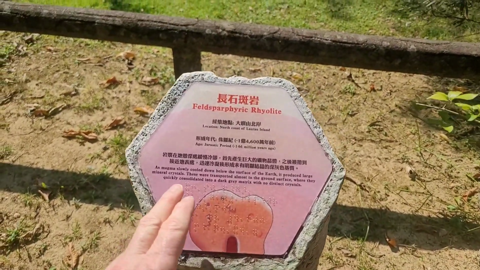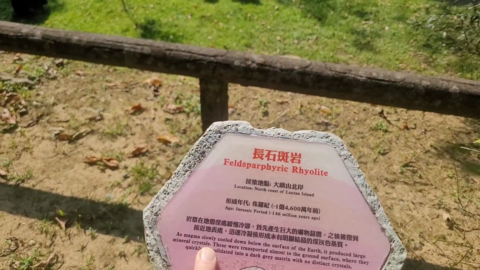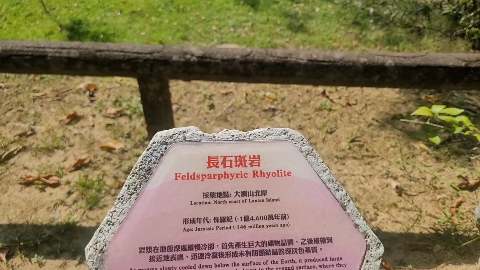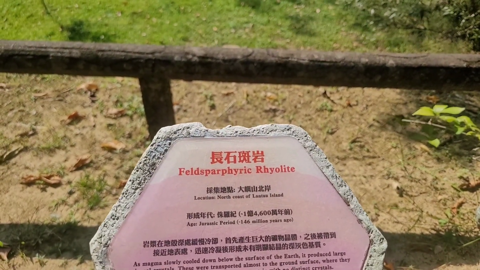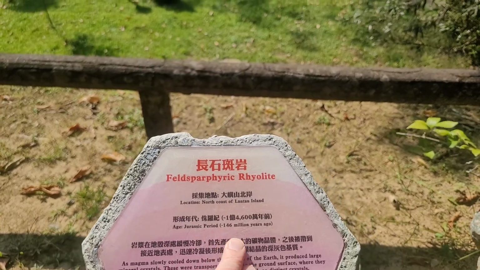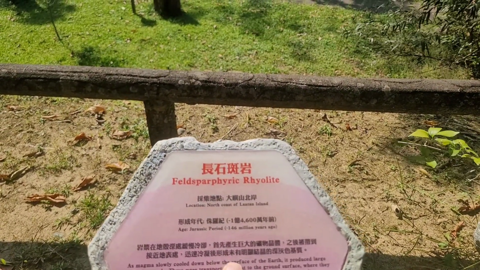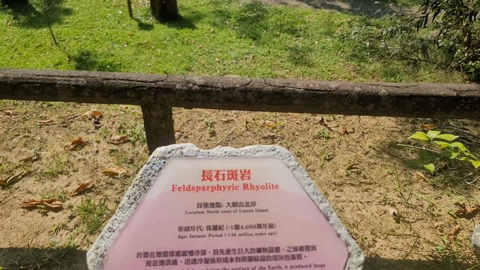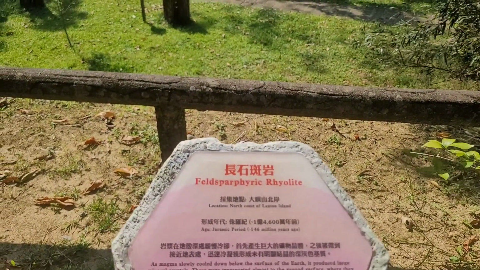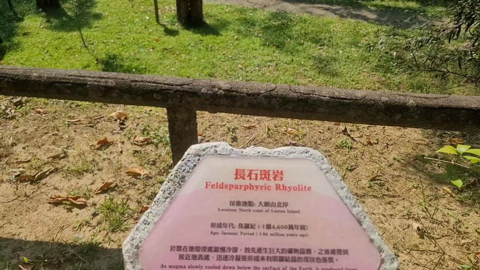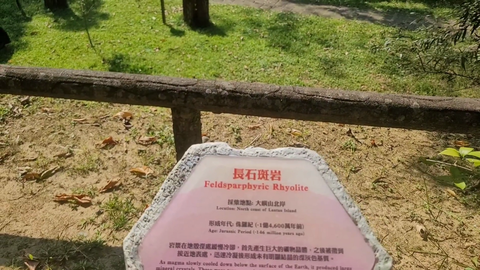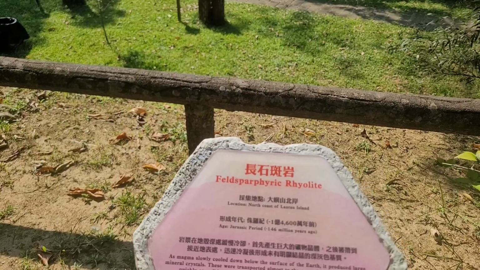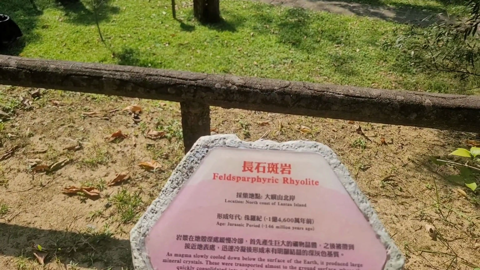Okay, so now we get to the extrusive igneous rock. So feldspar porphyritic rhyolite, 146 million years ago. Okay, so cooled down below the Earth's surface, produced large crystals. These are transported almost to the ground surface, where they quickly consolidate into a dark grey matrix, no distinct minerals.